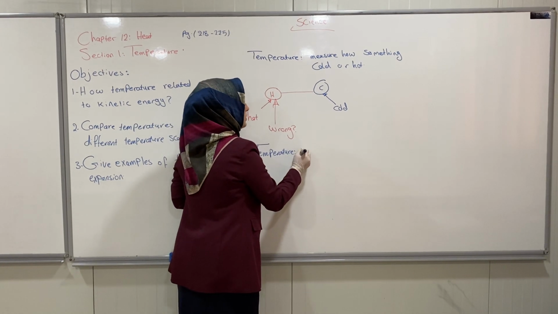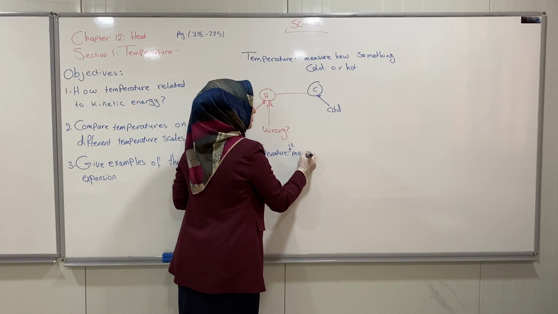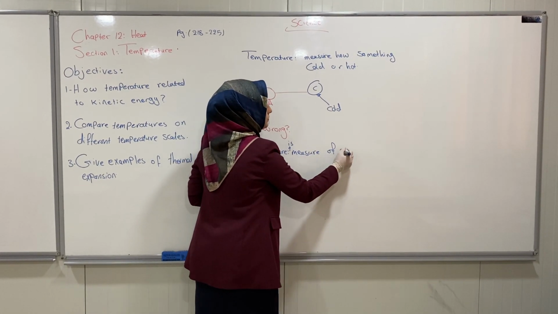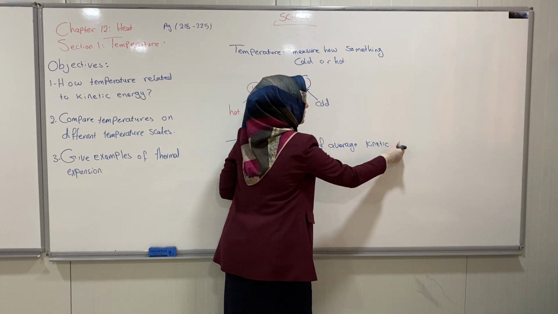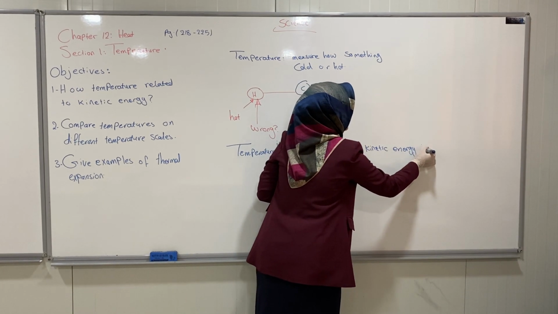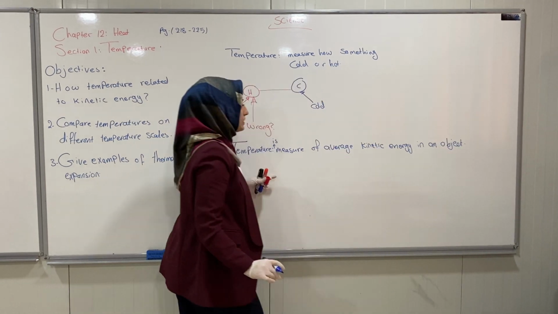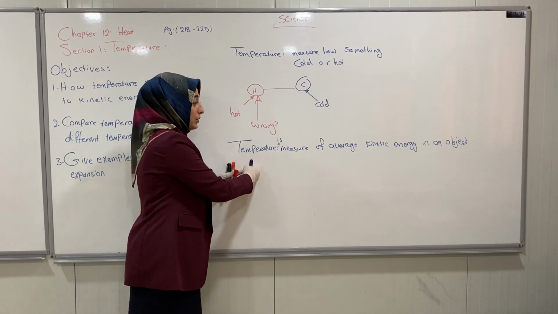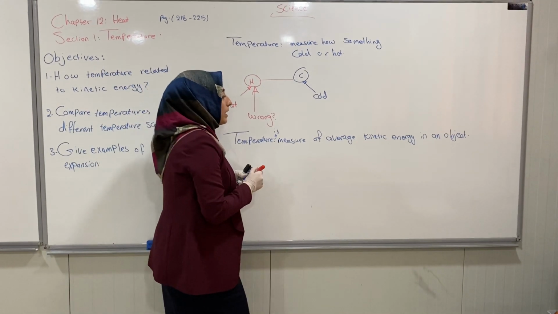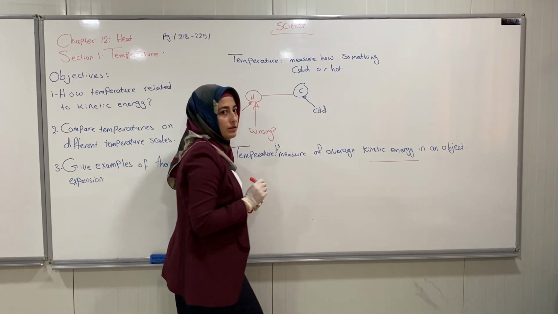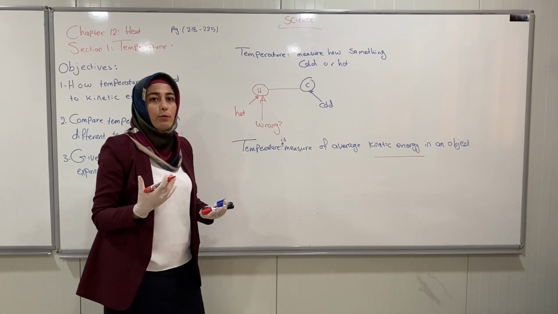Temperature is a measure of average kinetic energy in an object. Okay, dear students? Temperature is a measure of average kinetic energy in an object. Kinetic energy, we got it in the previous lesson. We said that kinetic energy is energy of motion.